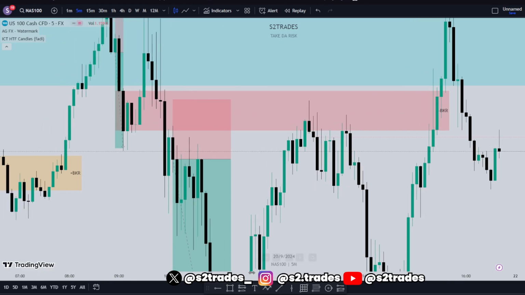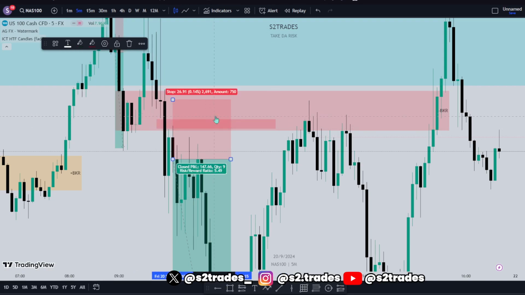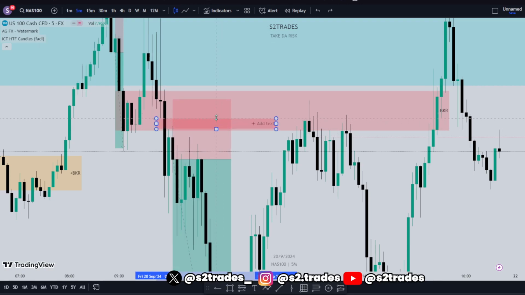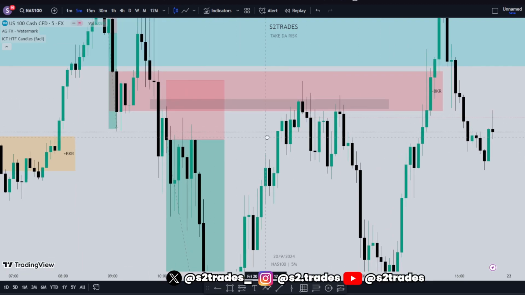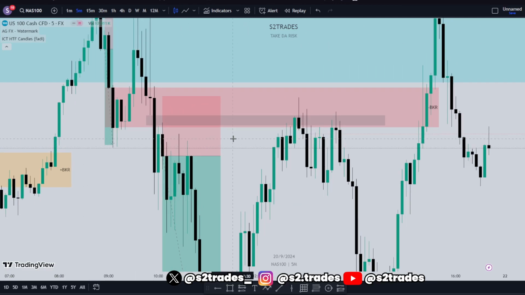And by the way, don't ever take a PD array and just trade it solely off that. Incorporate other ICT concepts. Here we see this fair value gap right here. This is a nice trade. Boom, we see this fair value gap right here. So it touched into this breaker block, as well as touching into this fair value gap, respecting it, touched back into the trigger point.